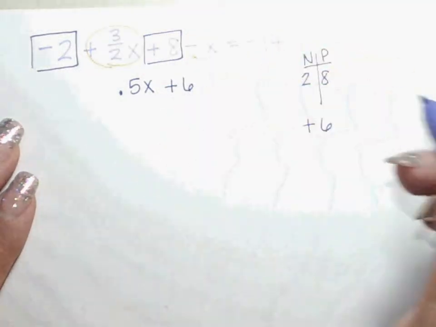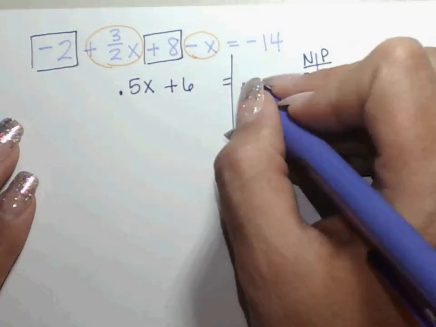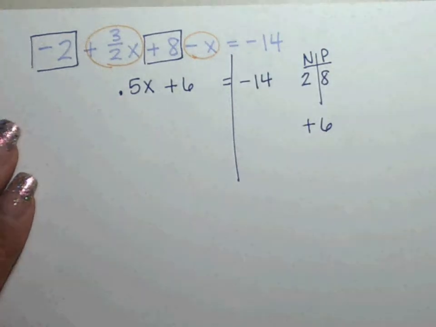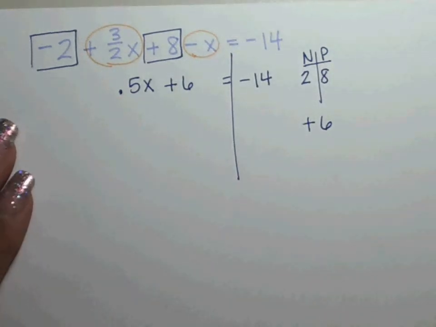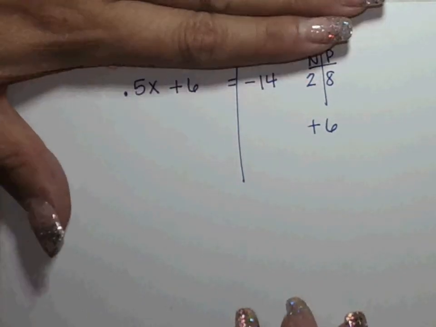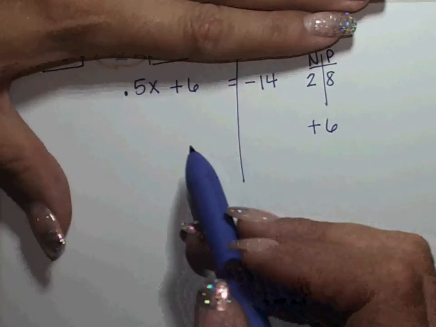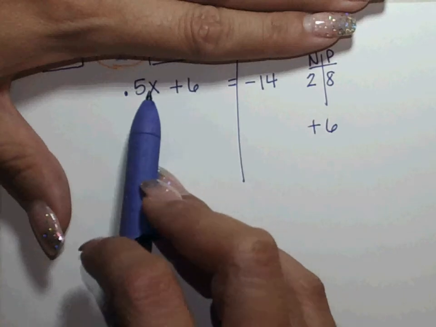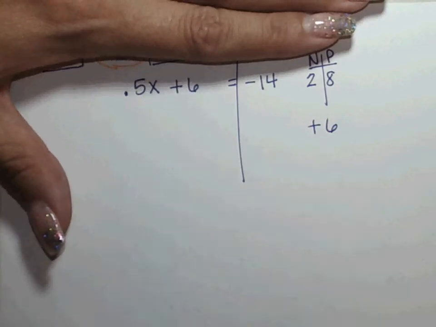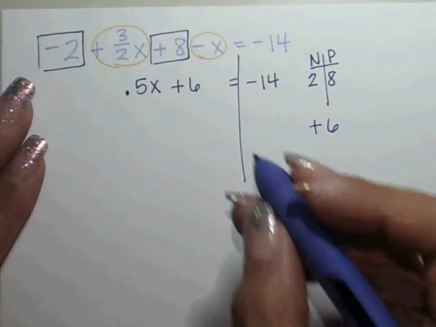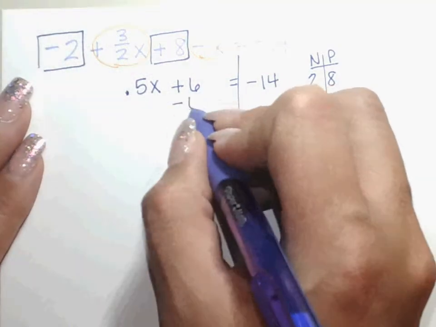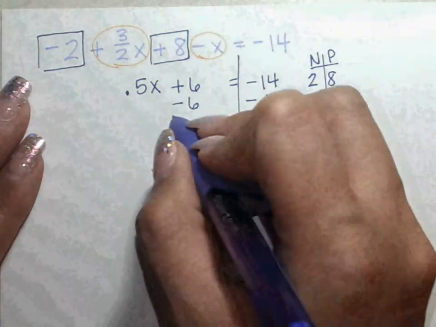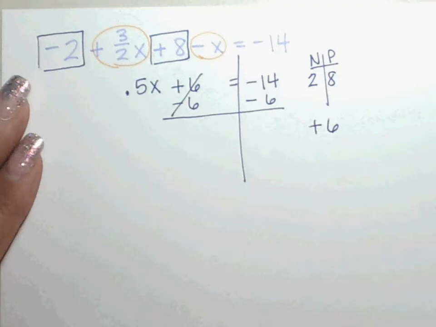So I bring that down. I'll bring down my equal sign, and I didn't do anything with the negative 14, so it stays there. Now I literally have a 2-step equation. I know that it's a 2-step because I've got multiplication being shown right here, and I have addition being shown right here between terms. First step, I want to get rid of the constant, so I'm going to subtract 6 from both sides. My 6's will cancel.